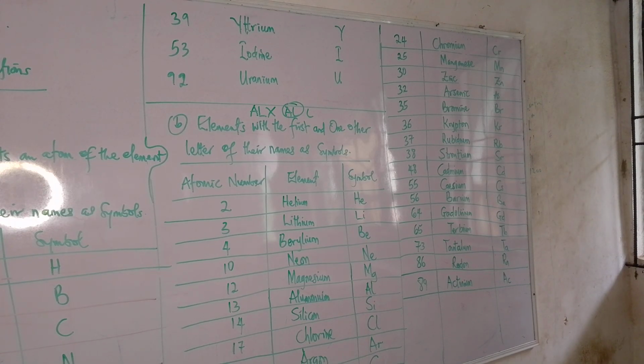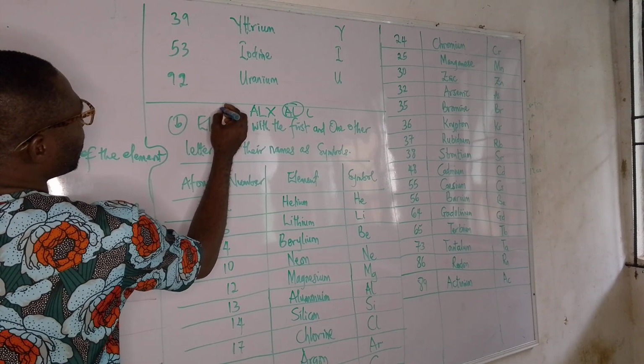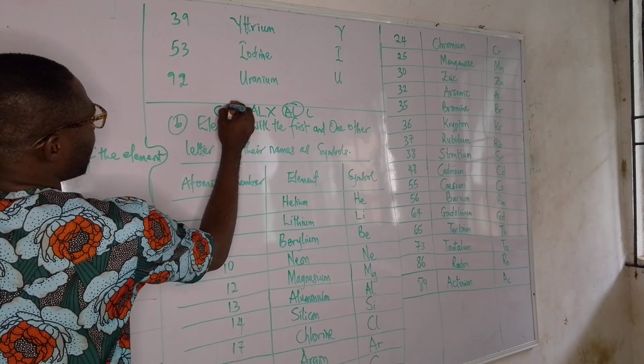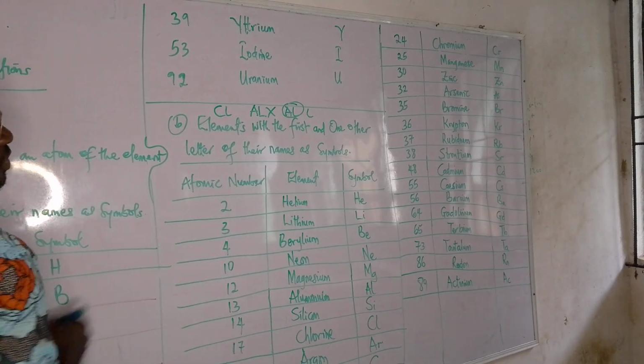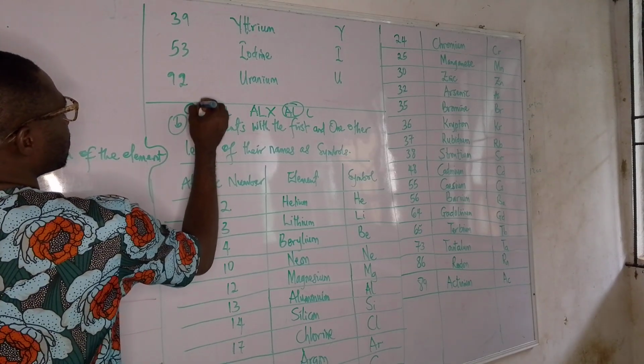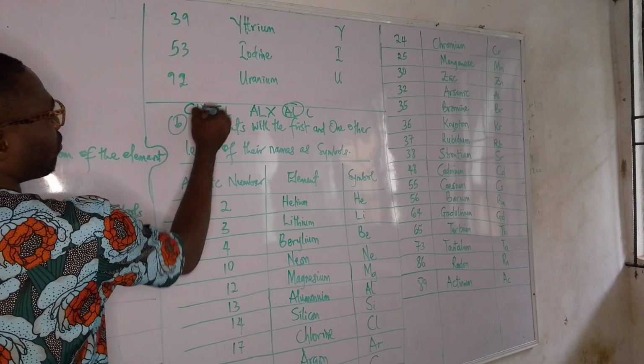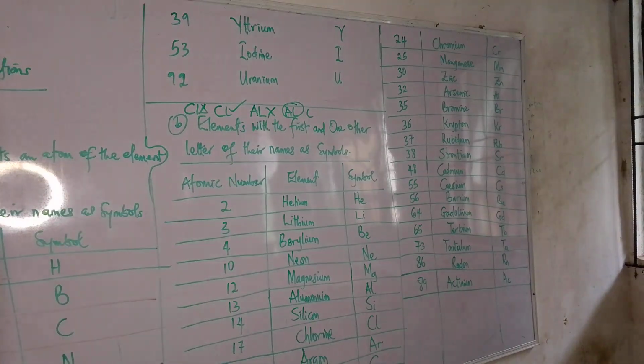Now the next one, silicon, Si, and chlorine. The same thing goes for chlorine. Chlorine is C, then l with a curved stroke, not like this. If you write it like this, you are wrong. So this is the acceptable way to write it. Now we have argon, calcium, and scandium. I think we can now go to the next one, a continuation of that.